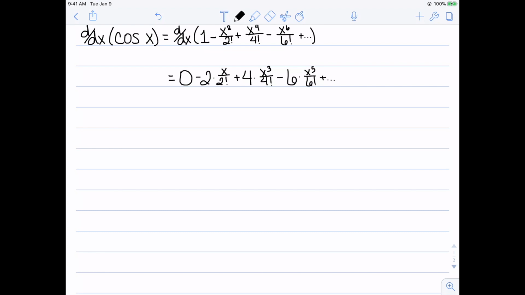I can then simplify these terms. When I do, I get negative x plus x cubed over 3 factorial minus x to the 5th over 5 factorial, etc. And from there we can see that this is very, very similar to the Maclaurin series for sine of x, except that the signs are different. The Maclaurin series for sine of x said x minus x cubed over 3 factorial plus x to the 5th over 5 factorial. Thus, this is the same as negative sine x, which is exactly what we wanted it to be.